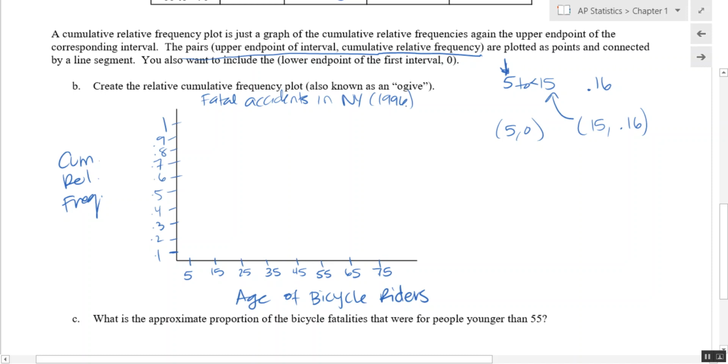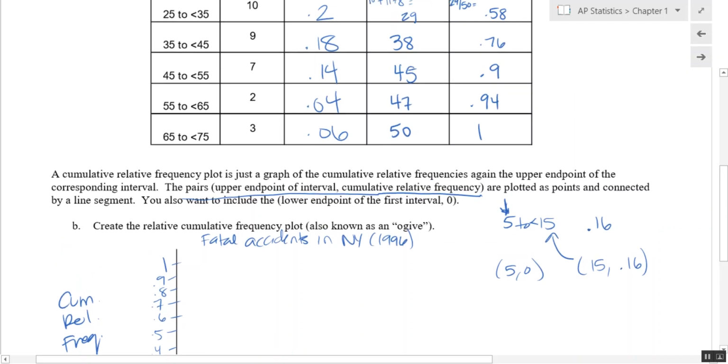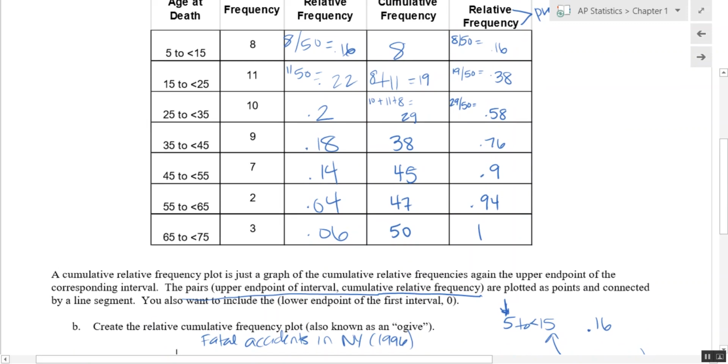Okay, so like we said over here, we have 2 coordinates from the first class. We have 5 comma 0, so we get our first point, and then 15, 0.16. We're just going to estimate that. So now we do the upper endpoint of the interval and our cumulative relative frequency. So from this one, we get 25 comma 0.38. And going on down, we're going to have 35 comma 0.58.